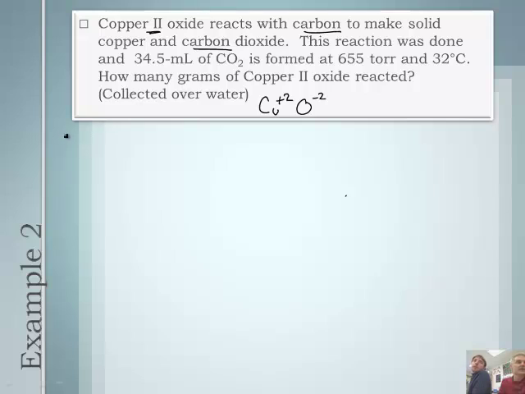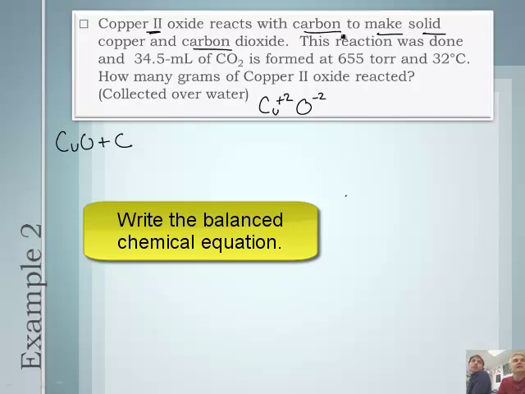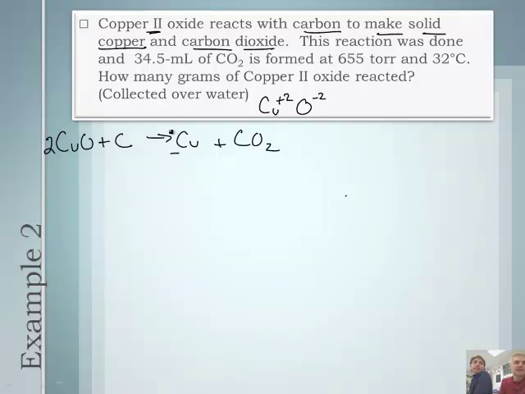So we're going to have CuO plus carbon to make solid copper, Cu, plus carbon dioxide. Okay. Is that balanced? No, not balanced. I've got an oxygen problem. So I'm going to put a 2 here to get 2 oxygens because of the CO2, and I'm going to put a 2 in front of the copper.